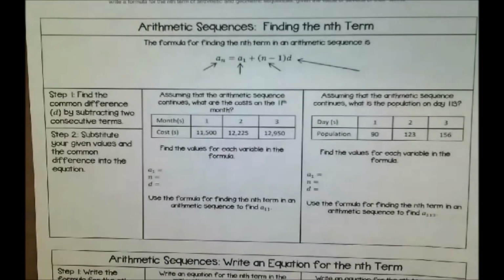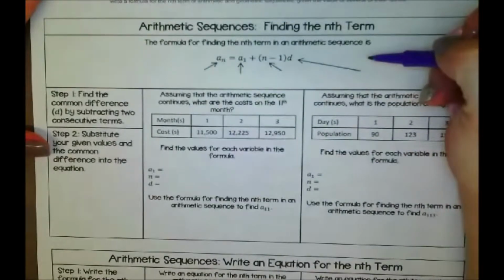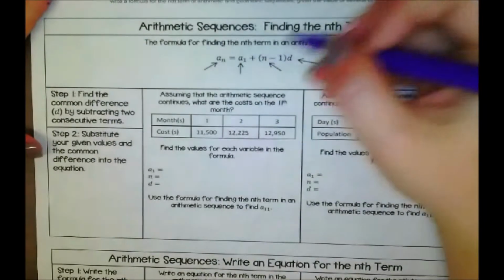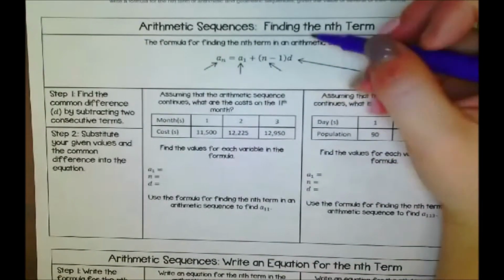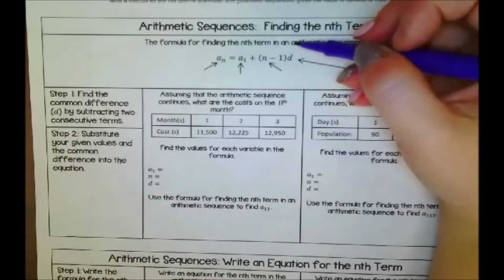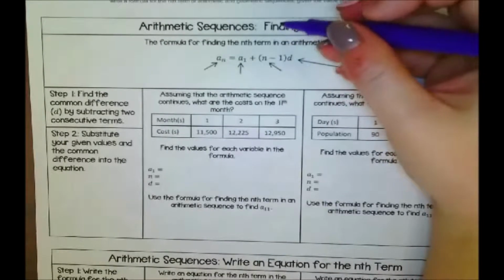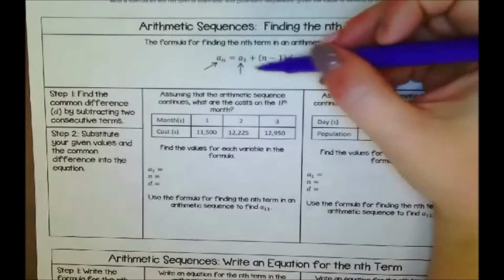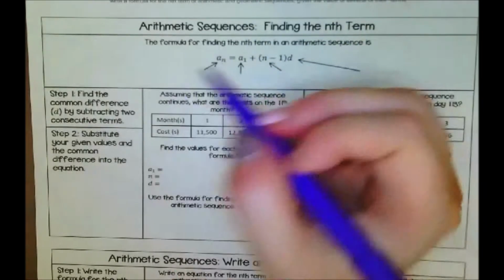Okay, these are your notes on arithmetic sequences, finding the nth term. This is TEK A12C, but we are also going to be doing writing an equation for the nth term, which is A12D. So I've combined that all in one set of notes. So first, the formula for arithmetic sequences. This formula is not on your formula chart. It might be in the question if it's questioned. So I want to make sure that you know how to use it.